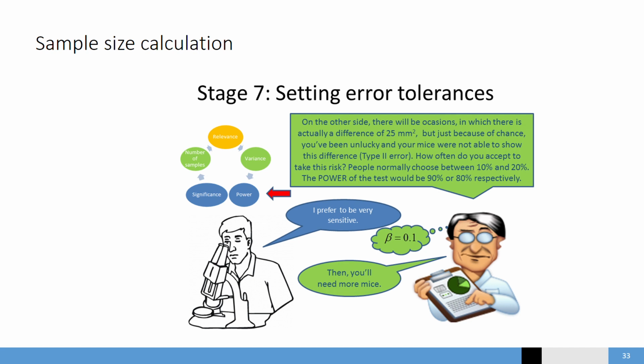The less likely you want this event to be, the more animals you will need. And the statistical power is defined as 1 minus that probability. So if the probability is called beta, that is typically 10, 20%, 5%, 1 minus beta will be the statistical power.